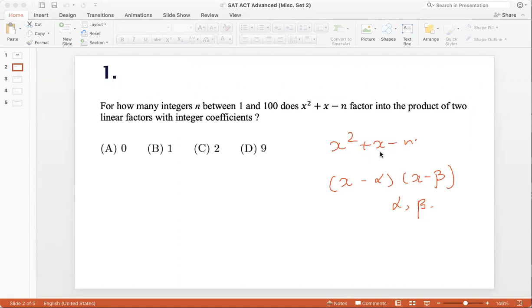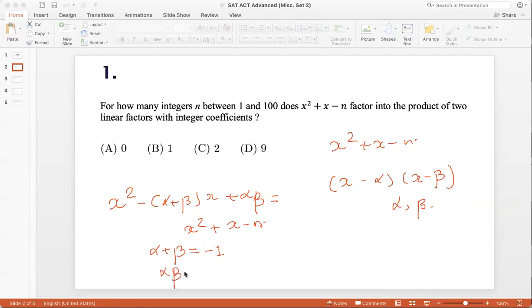Now, if you open the bracket, you get x squared minus (alpha plus beta) x plus alpha beta, and that is equivalent to x squared plus x minus n. So the sum of the roots should be -1, and the product of the roots should be -n. So when will I have the sum of the roots as -1? When the roots are consecutive numbers, right?